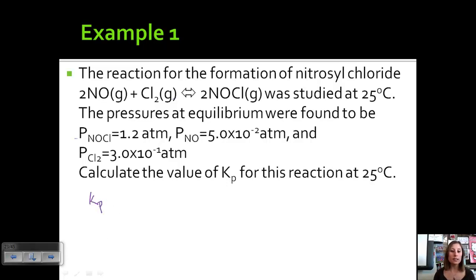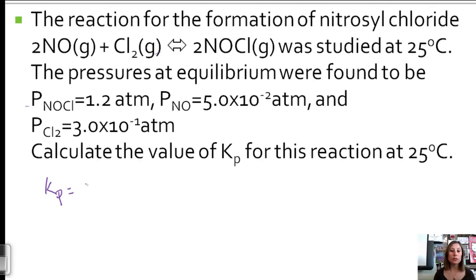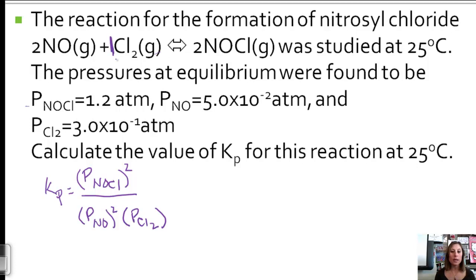Okay, so we know that Kp is equal to the partial pressure of the products divided by the reactants. So our only product is NOCl, and because there's a 2 in front, we're going to square that value, divided by the partial pressure of the reactants. So we have partial pressure of NO squared times the partial pressure of Cl2, and that doesn't get a power because there's a 1 when it's balanced. So now let's plug in some values.